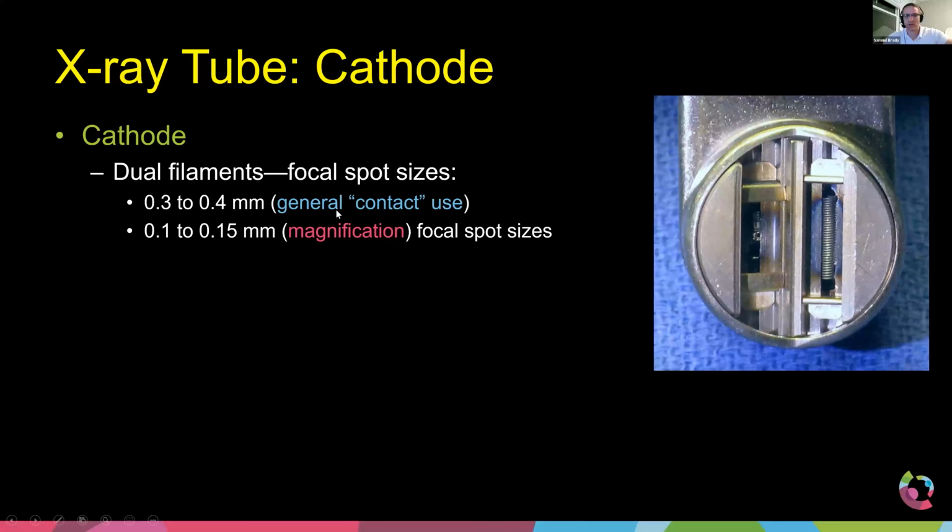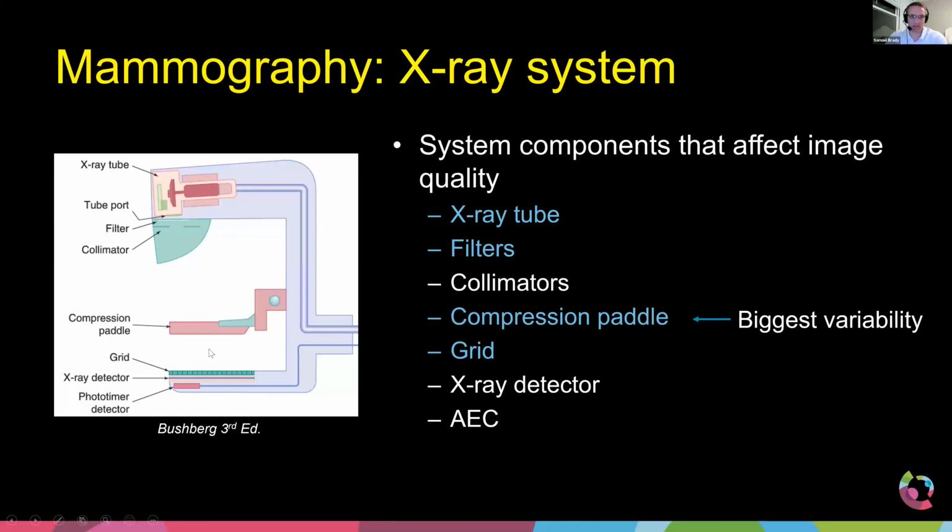Typically speaking, we have two focal spots in mammography, and we need this because we're going to image the breast in two locations. One, in what we call contact. So the breast is on the contact images. The breast is down here directly in contact with the detector Bucky system. So the grid, the detector, breast is down here.